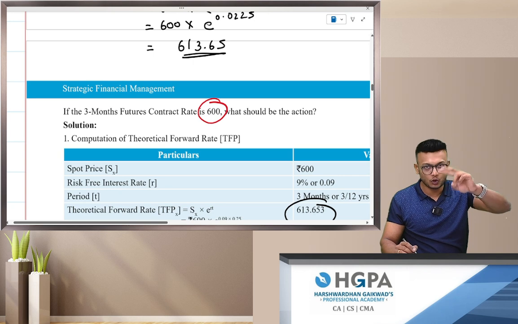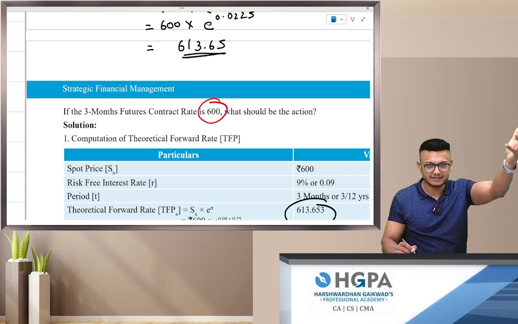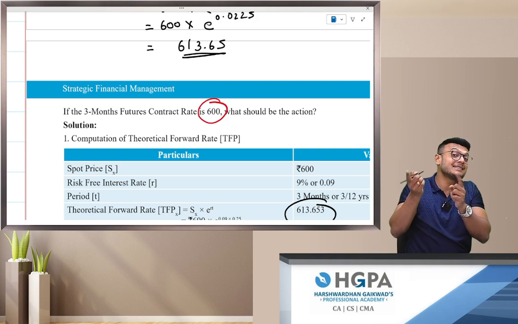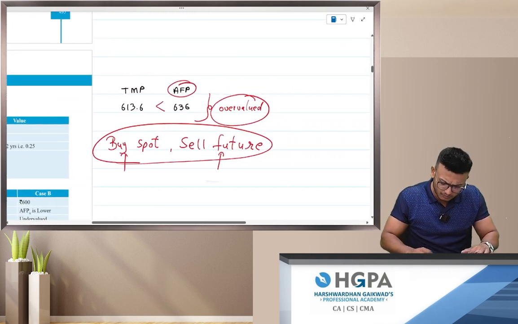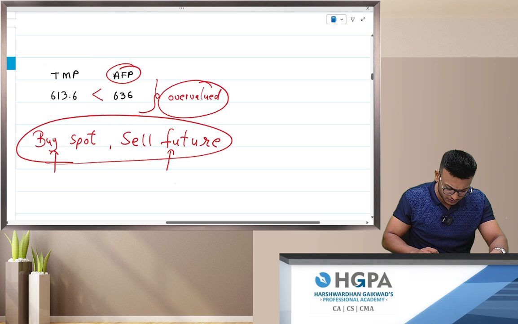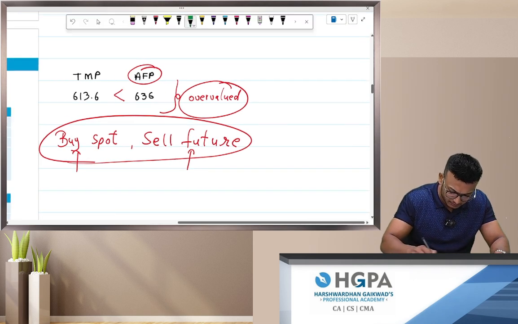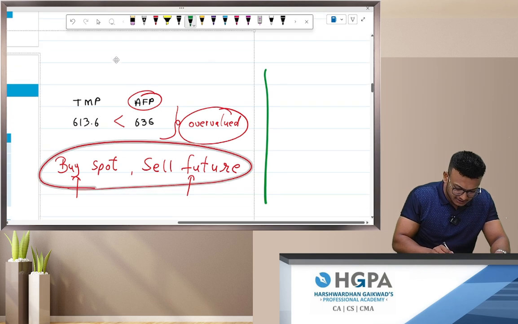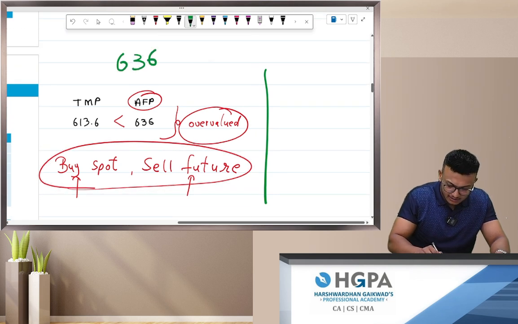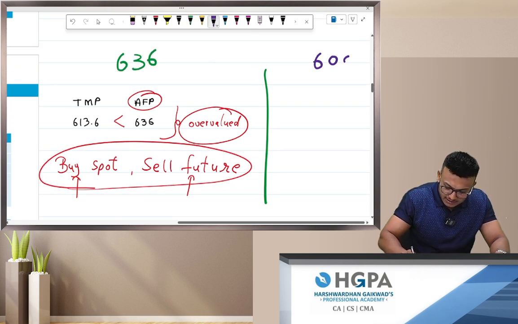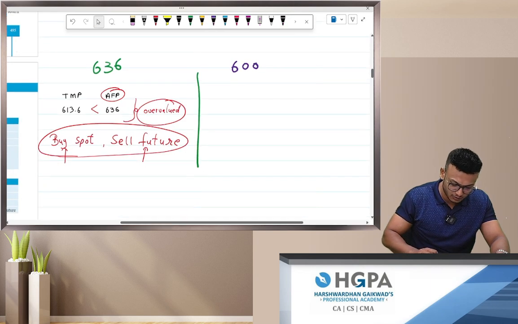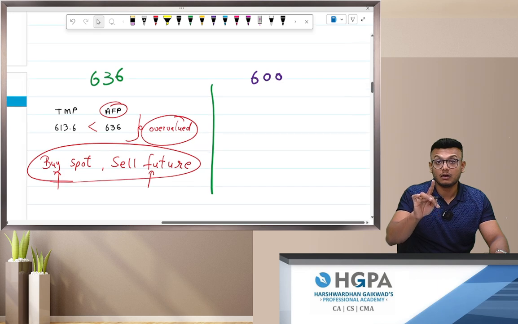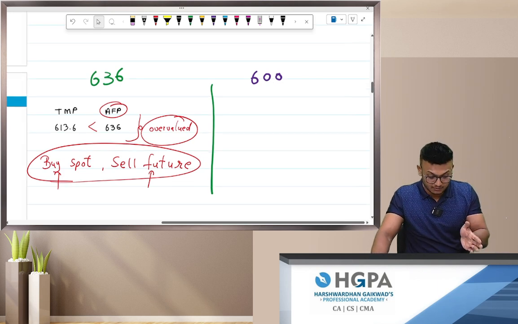So two alternatives, two options are given. If it is 636, what is your action? And if it is 600, what is your action? No problem. We show them here only. Pay attention. This is 636 and this is 600. Tell me what. First you'll do one thing. Simple. Don't miss the basics.